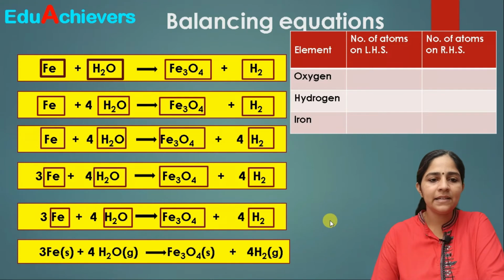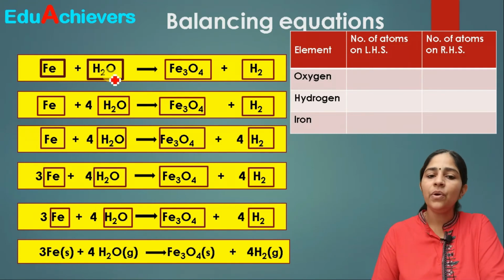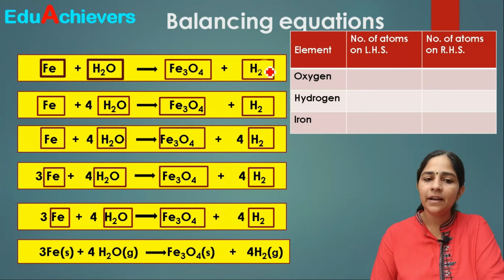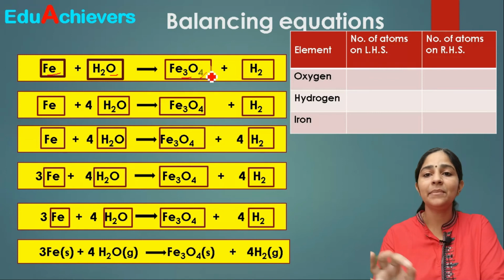Like if iron is reacting with water and Fe3O4 is being made and hydrogen gas is evolved, how is this reaction a balanced reaction? Here the number of iron atoms is 1, here the number of iron atoms is 3. It is 1 on the left hand side, 3 on the right hand side. It is 1 oxygen here, it is 4 oxygen here. So that means it is not a balanced chemical equation. This is simply a skeletal chemical equation.